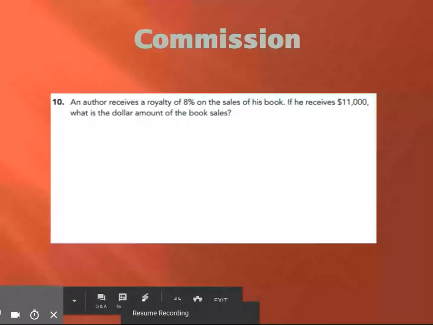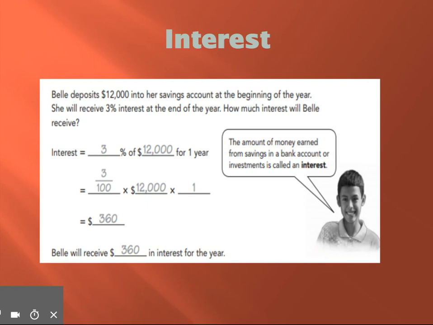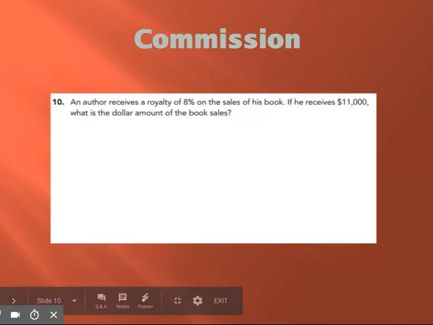Please give number 10 a try on your own. Again, first find out what 1% is, and then come back and find out what 100% is.